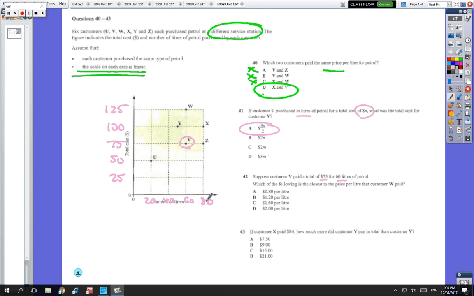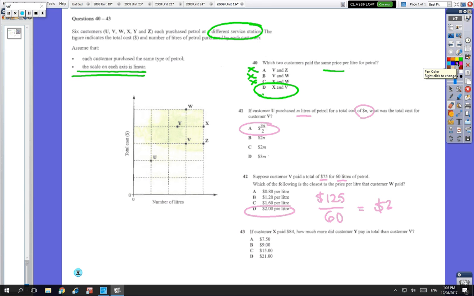So now we're looking at customer W. So customer W spent $125 and he bought 60 litres of petrol, and the answer that's closest to that is 2. That's the closest answer. Okay, so again, it's not hard when you look at the scales. And I'll rub that out again because the next question has a different one as well. Okay, so rub that out. And let's have a look at question 43. So pause it, and when you're ready, come back live.